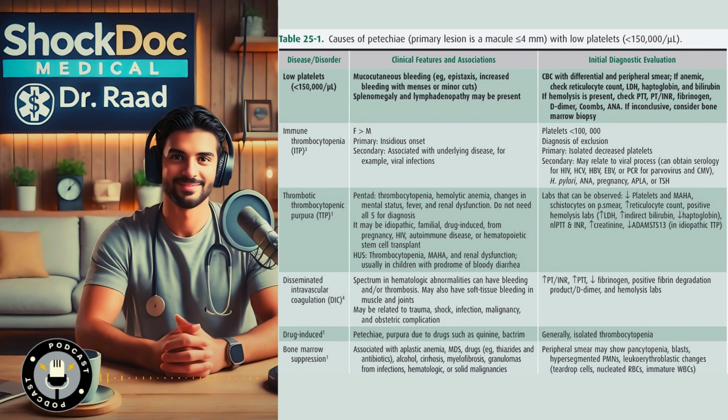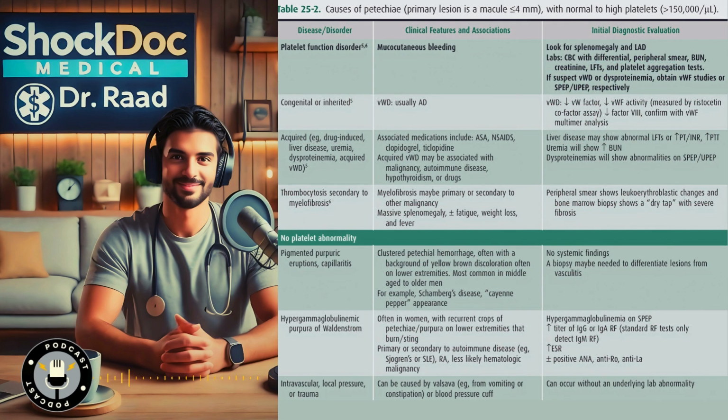Bone marrow suppression. This could be due to aplastic anemia, myelodysplastic syndrome, certain drugs like thiazides or antibiotics, alcohol, cirrhosis, or even malignancies. The smear might show pancytopenia, blasts, hypersegmented neutrophils, or leukoerythroblastic changes like teardrop cells or nucleated red cells. Table 25-2, petechiae with normal or high platelets, more than 150,000 per microliter.